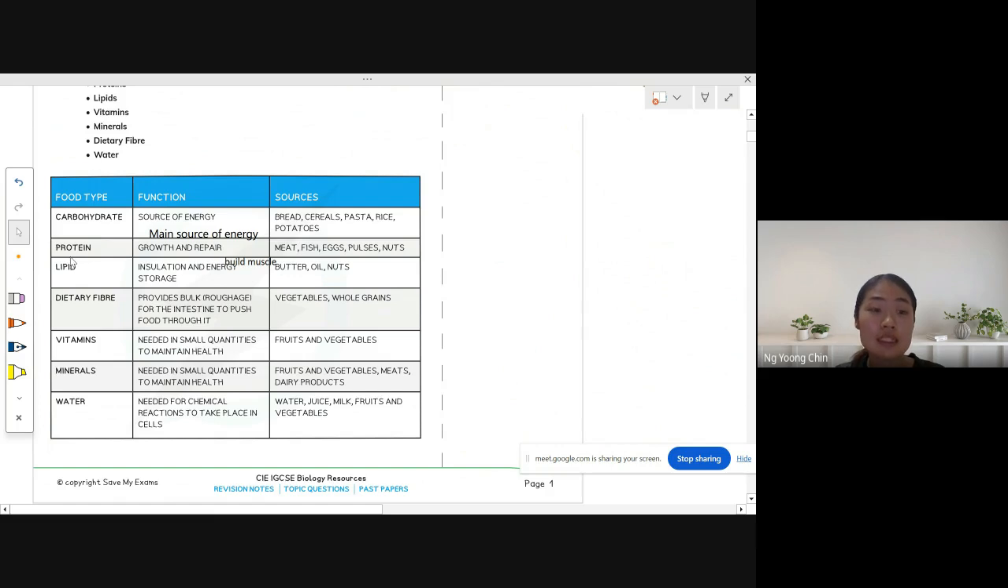And how about proteins? Proteins are unable to provide us with a source of energy. Remember that protein is not a source of energy, because the major function of proteins is tissue growth and repair, and they also help us to build muscle. That's why you need proteins to help you build muscle. Protein is usually from animal sources, from meat, fish, and egg.